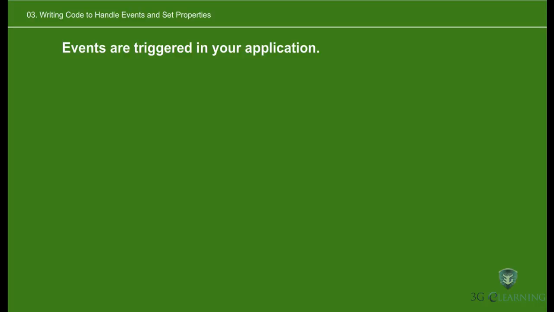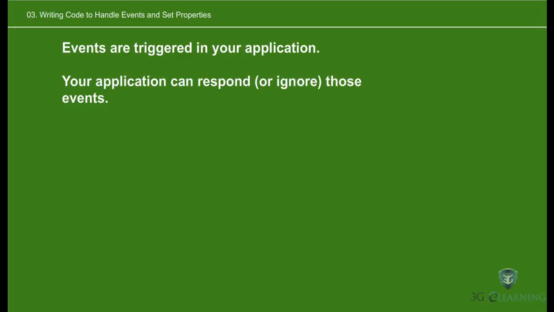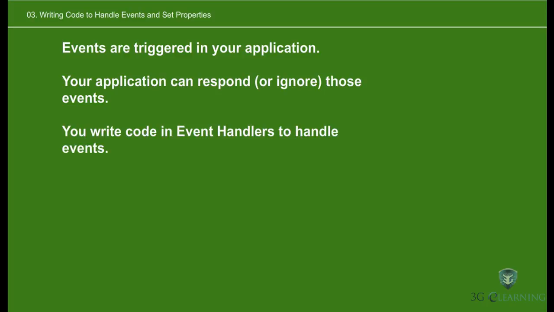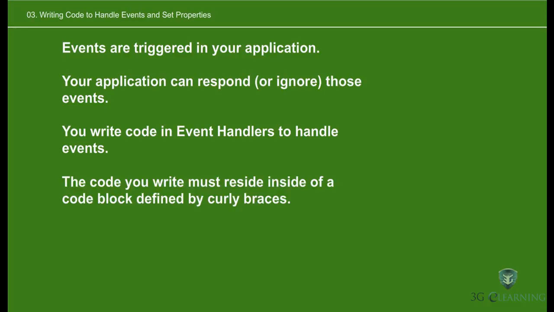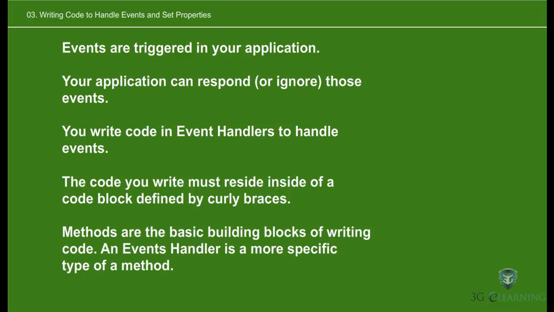So within your application, events happen and you write your applications to respond to those events. Events may come from various sources. You respond to events by writing code within a code block called an event handler. A code block is defined by curly braces, and each code block is given a certain name. Here the name is button1_Click.